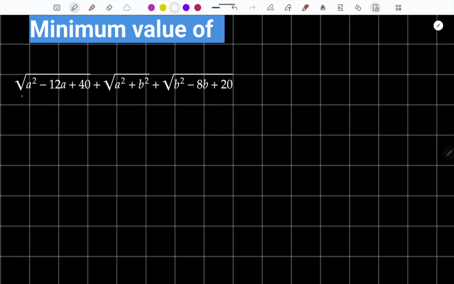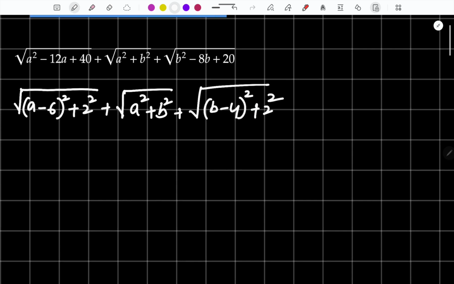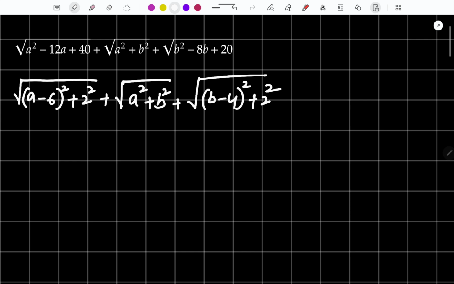Now let us write this expression as root of (a minus 6) whole square plus 2 square. The second expression, square root of a square plus b square, we are writing as it is, no change. The last expression we are writing as root of (b minus 4) whole square plus 2 square. Okay, so here you have three expressions and their sum is to be minimized.